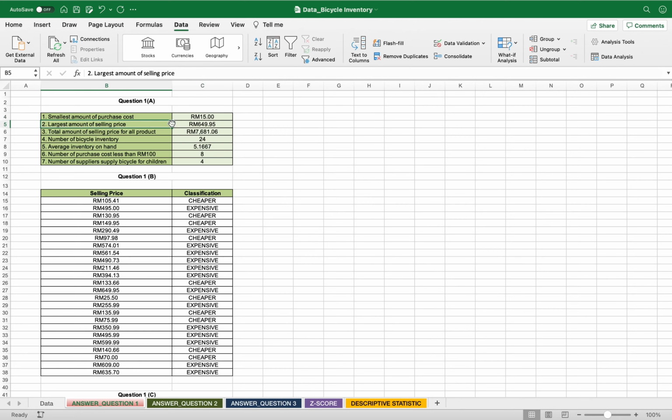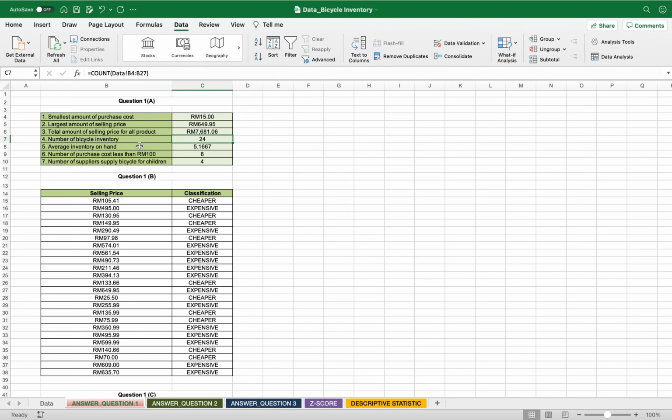And then the next one is the largest amount for selling price. The formula is equal to MAX, and then I drag over the data for selling price. The third one is total amount for selling price for all product, which is equal to SUM, and then I drag over the data for the selling price. And then number 4, which is number of bicycle inventory, is equal to COUNT, and then I drag for the table all of the data for bicycle inventory.